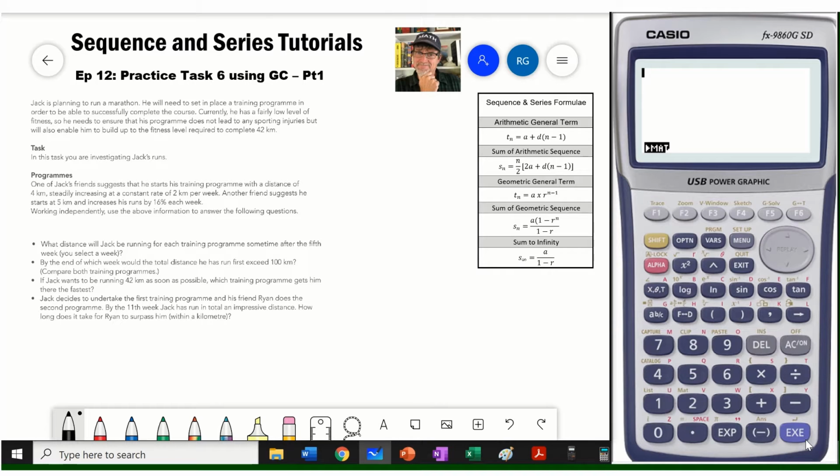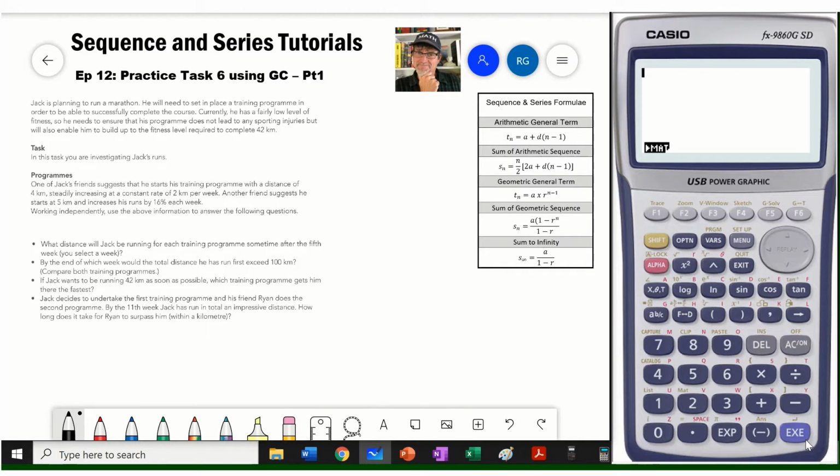We're going to have a look at Practice Task 6. This will be a series of videos which will each focus on the 4 parts of this question. So in this first video, we'll do a read-through and have a look at the first part of the question.